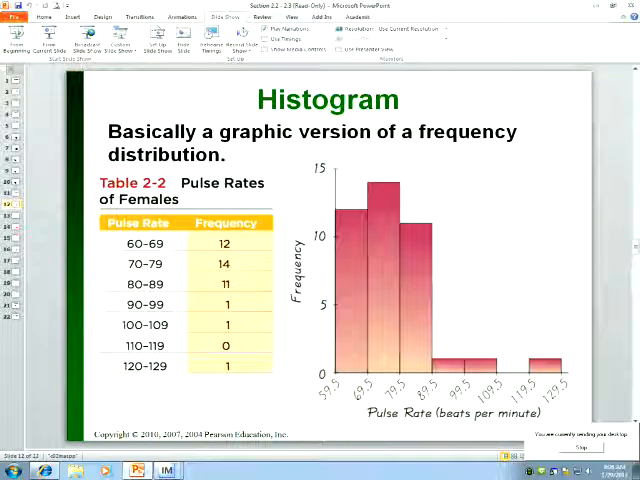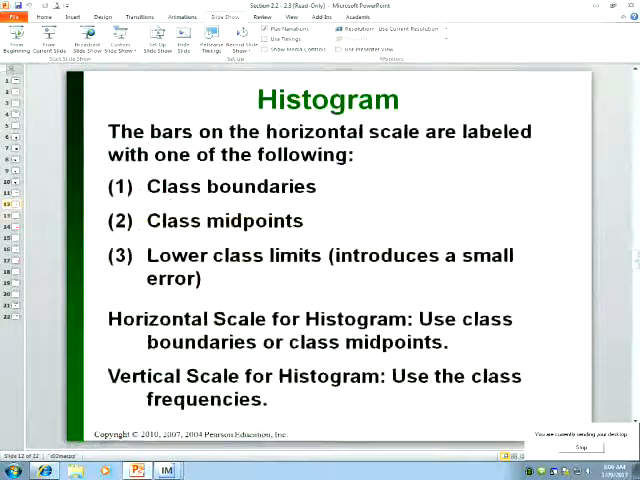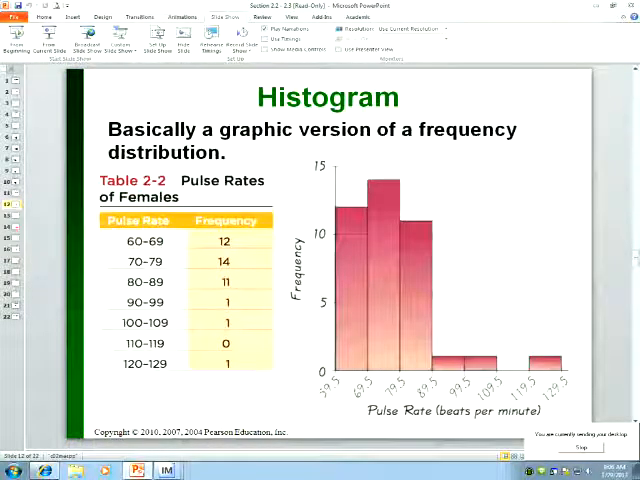Use the class boundaries for the horizontal axis. The vertical axis is just the frequency, the number of brands of cigarettes that fell in each class. Make sure you always label your axes so that anybody looking at your graph can understand what it's about. Yeah, because all the values will clearly fall into one class or the other rather than being on a fence post.